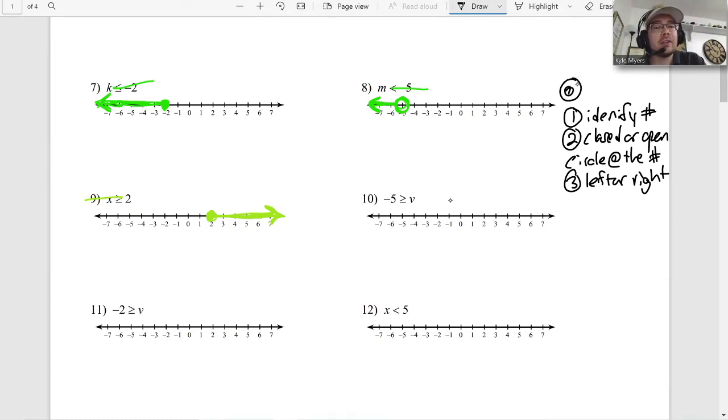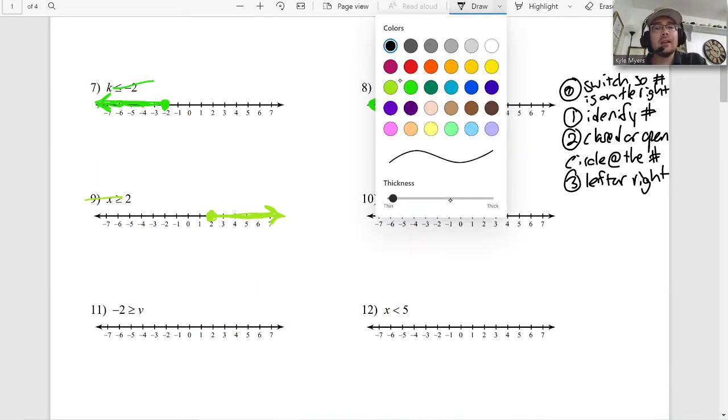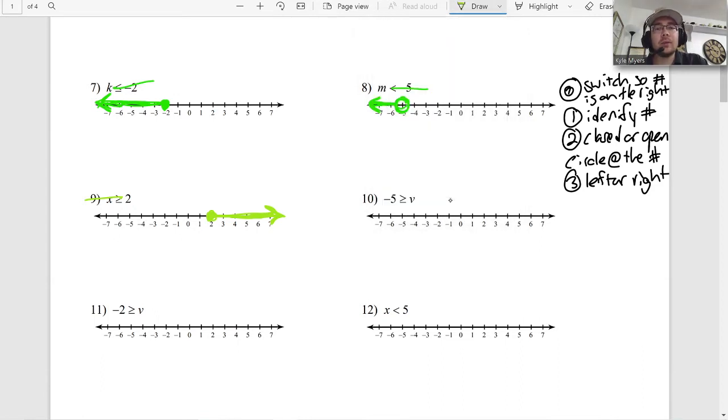Okay, step 0 is to switch it. We have to have the number on the right and the letter on the left, okay? So we just want to switch it. Now when we switch it, you have to be careful to switch the sign too, okay? Like if I were to read this right now, I would read this as -5 is greater than or equal to v. If I read it backwards, it would read v is less than or equal to -5. See how I did that?